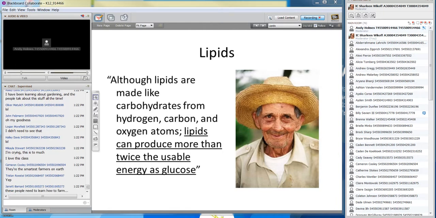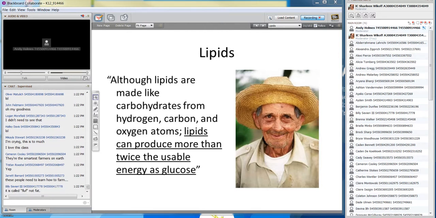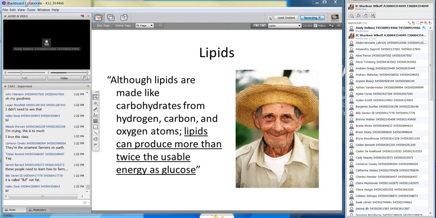Although lipids are made like carbohydrates from hydrogen, carbon, and oxygen atoms, lipids can produce more than twice the usable energy as glucose. You know, whoever just said that, they're the smartest farmers on earth. That is remarkable, what Gus just said there. Lipids can produce more than twice the usable energy as glucose.